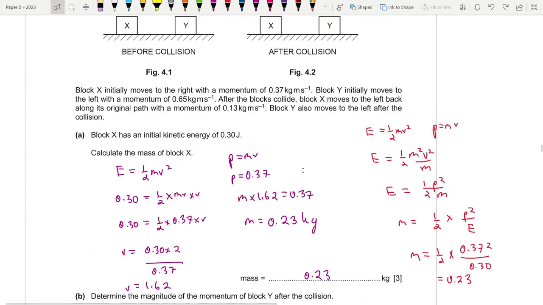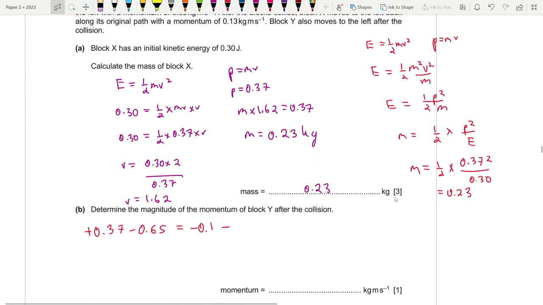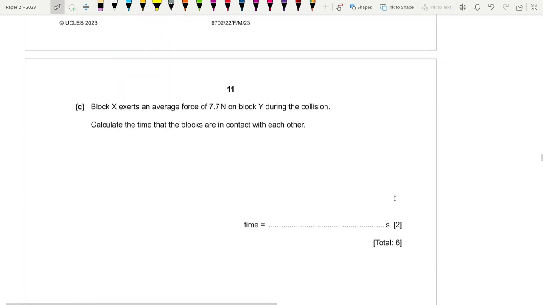That is why I'm going to apply the sign of Y. We know that after collision, block Y also moves to the left. That's why I'm just going to write minus P, because I want the magnitude only, right? So I'm applying the sign over here. If you solve this, 0.37 minus 0.65 plus 0.13 gives you minus 0.15 is equal to minus P. So P has a final value of 0.15. This is the magnitude of momentum, but it's a negative value. So if this just said momentum, you'd have to write minus 0.15. Okay, kg meter per second.